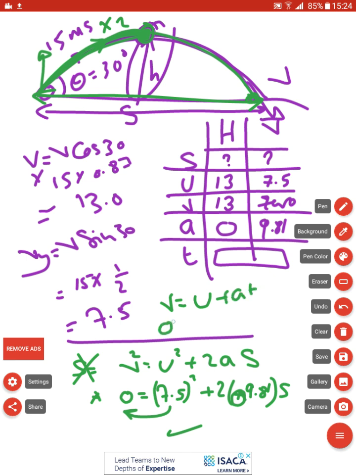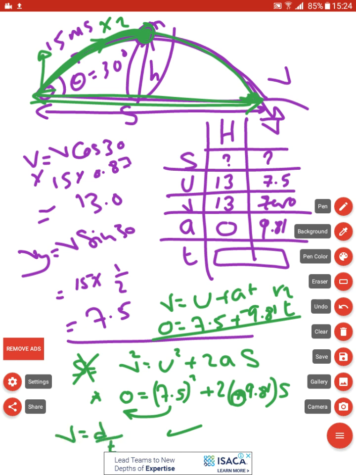We have the final speed 0, initial speed vertically 7.5, plus negative 9.81 multiplied by time. In this way, I can find the time moving upward, multiply it by 2, and get the total time. After you know the total time, horizontal speed equals distance over time. The horizontal speed is known, the time is known, so you can find the distance.